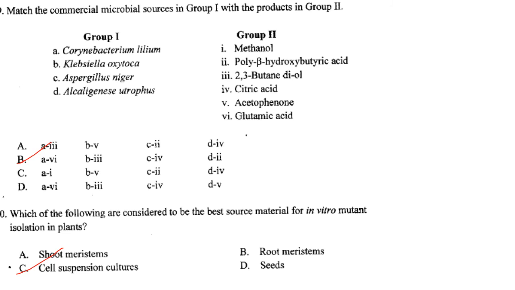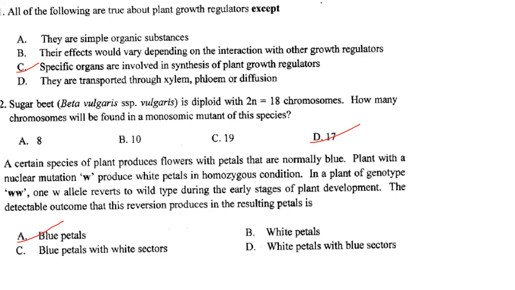Then which of the following are considered to be the best source material for in vitro mutant isolation in plants? So cell suspension cultures. Answer is option C. So coming to the next question. All of the following are true about plant growth regulators except. So specific organs are involved in the synthesis of plant growth regulators. Answer is option C, that is not correct with regards to plant growth regulators.